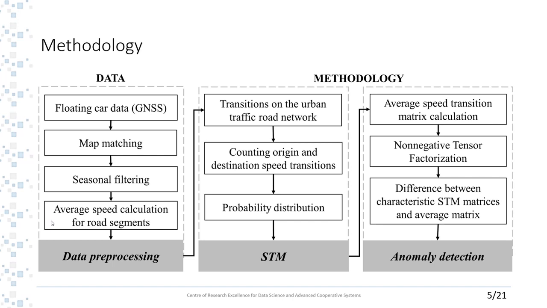The methodology used for this research is divided into three parts. The first one is related to data preprocessing, then we have the speed transition matrix generation and the anomaly detection method. In the next slides we will go through these steps.